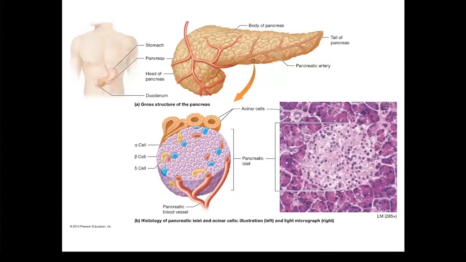The pancreas is a mixed gland, and it's behind the stomach. So you've got the stomach here, this is the esophagus, this is the first part of the small intestine called the duodenum. The shape of the pancreas resembles a tadpole. There is a head, a tail, and a body.